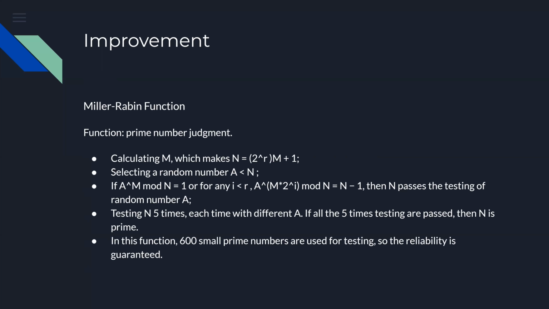Therefore, if n passes one test, then the probability that n is not a prime number is 25%. If 5 tests are passed, then the probability that n is a prime number is 99.0990%. The worst case is that n contains a smaller prime factor. In this function, 600 small prime numbers are used for testing, so the reliability is guaranteed.